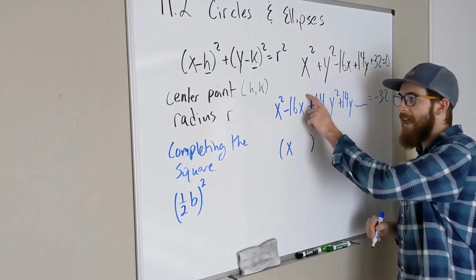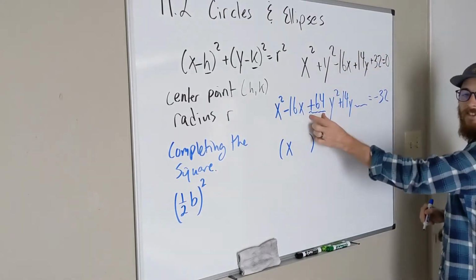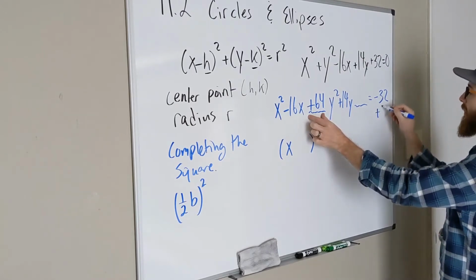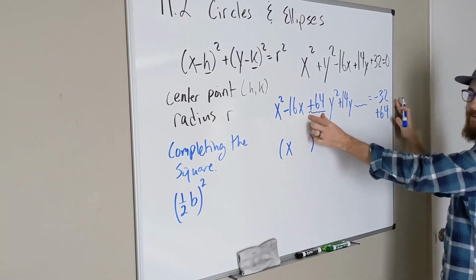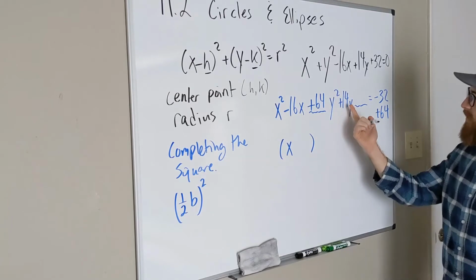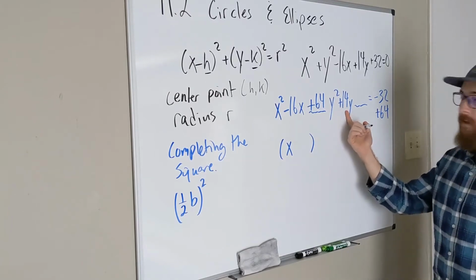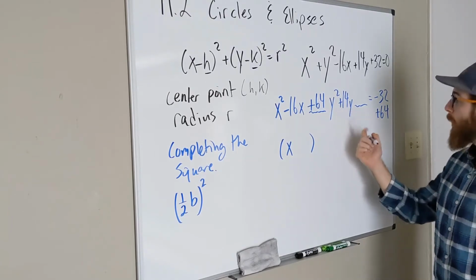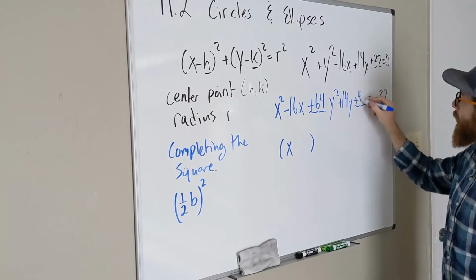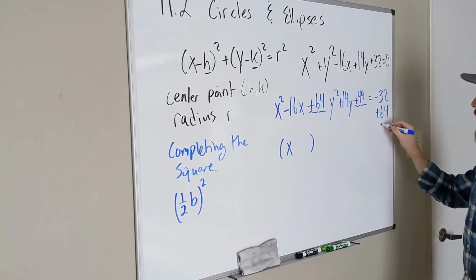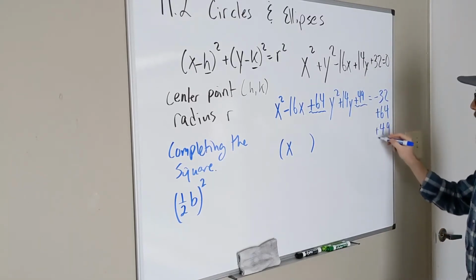But what I do to the left, I have to do to the right. I added 64 here, so I have to add 64 here on the other side. Same thing here. What's 1/2 of 14? 7. 7 squared is plus 49. So I have to make sure to add the 49 as well.